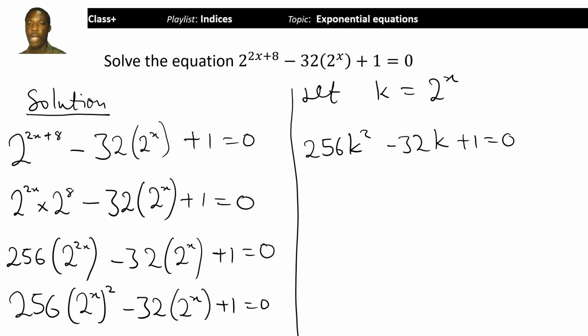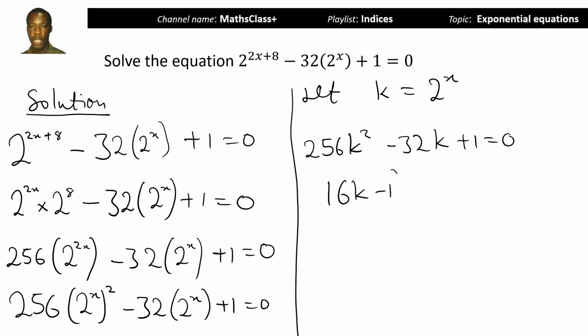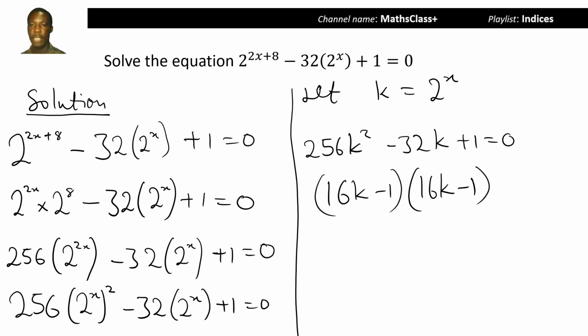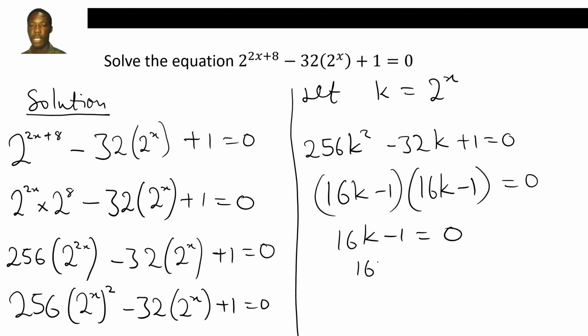So when you use your calculator to solve this, you are going to get 16k minus 1 multiplying 16k minus 1. That is, it has a repeated real root. And this is equal to 0. So we just take 16k minus 1 equals 0. 16k is equal to 1. k is equal to 1 over 16.